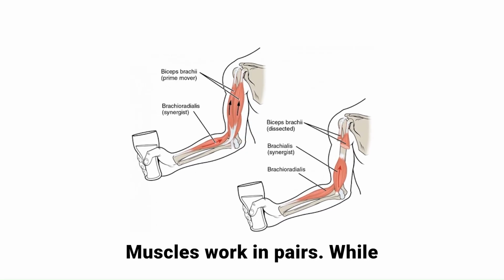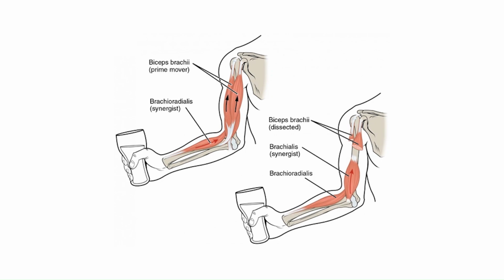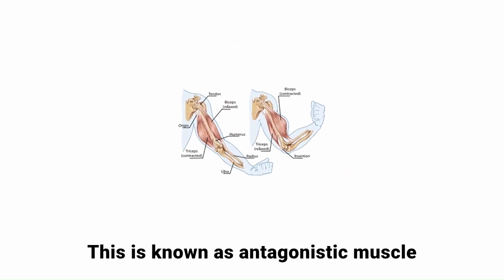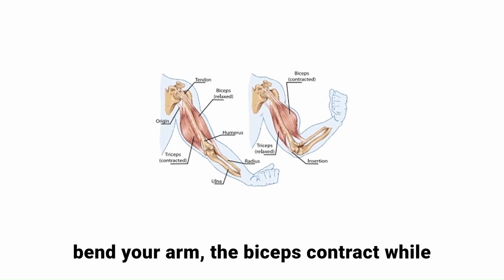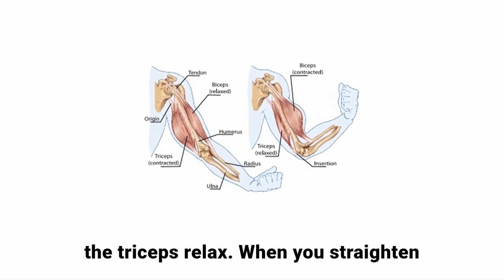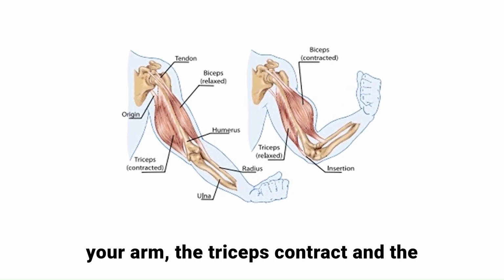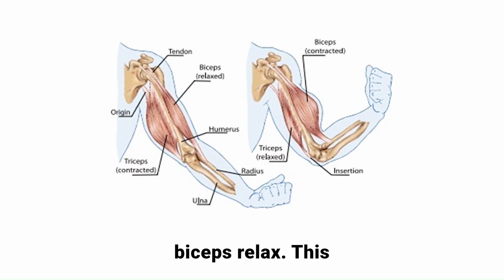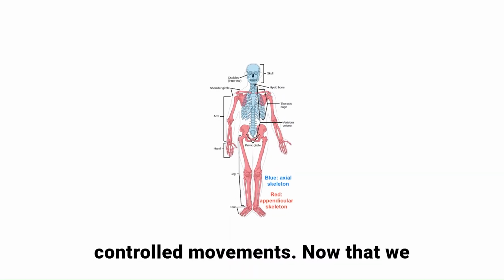Muscles work in pairs. While one muscle contracts, the other relaxes. This is known as antagonistic muscle action. For example, when you bend your arm, the biceps contract while the triceps relax. When you straighten your arm, the triceps contract and the biceps relax. This coordinated action allows for smooth and controlled movements.